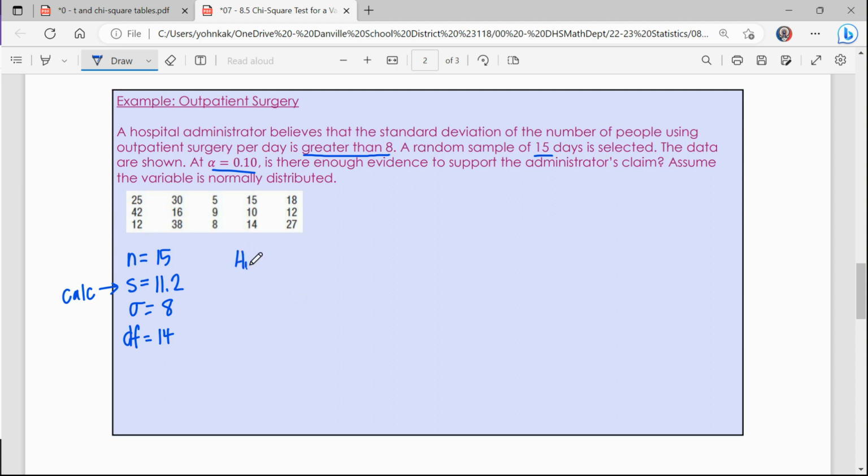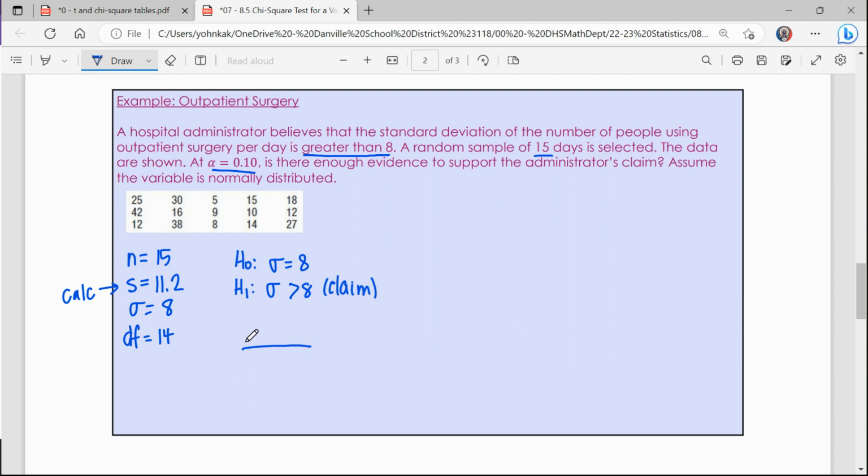All right, now I do my hypotheses. My null hypothesis is that sigma equals 8. And my alternative hypothesis is that sigma is greater than 8, and that is my claim.